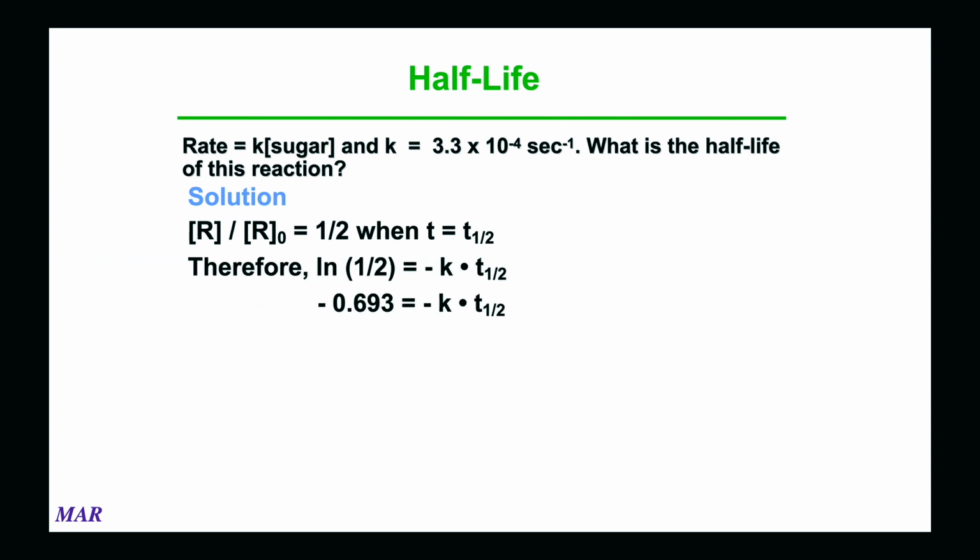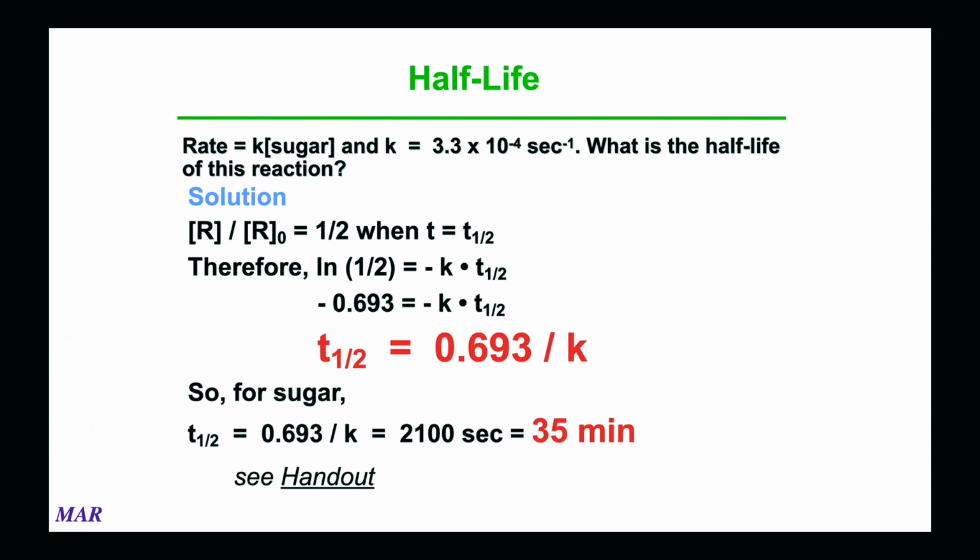So if you do a little math here, natural log R over R0 equals minus KT. Well, natural log of 1/2 is negative 0.693. So negative 0.693 equals minus K times T 1/2. Remember, we're at the half-life, so that's why our T is T 1/2 here. Now, obviously, the negative signs will cancel, so we end up with a super handy expression to convert a rate constant K into half-life or a half-life into rate constant.